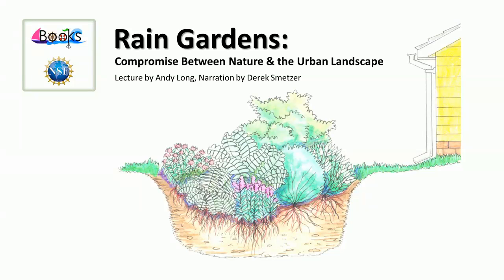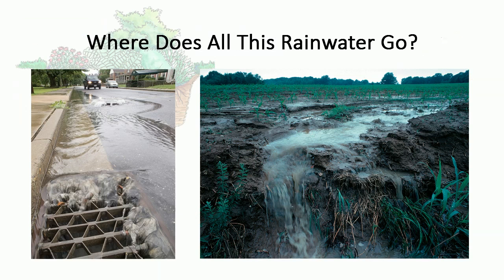This video lesson covers the impact of urbanization on the local environment and the use of rain gardens as a possible solution. Support for the development of this lesson has been provided by the National Science Foundation through the Ohio University's Board of Knowledge in the Science Classroom program.